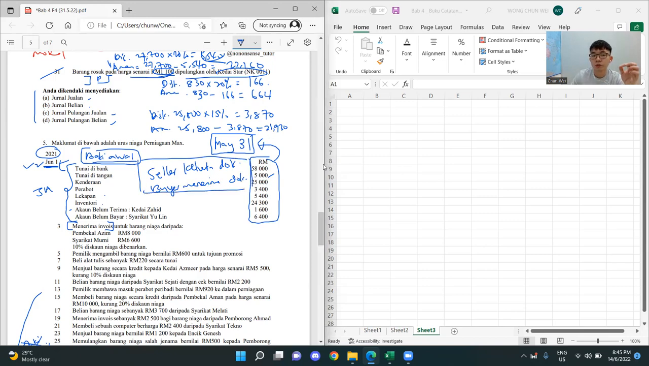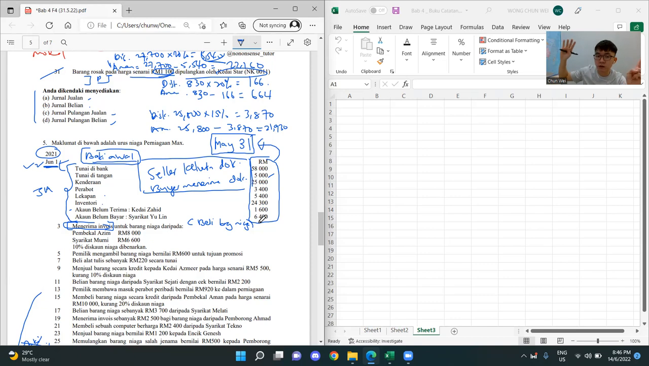Okay, so when you see a menerima invoice, then we are sure that this is kita beli. Kita beli barang niaga. Okay? So after knowing that kita beli, then we have to ask ourselves, is it secara tunai or secara kredit?